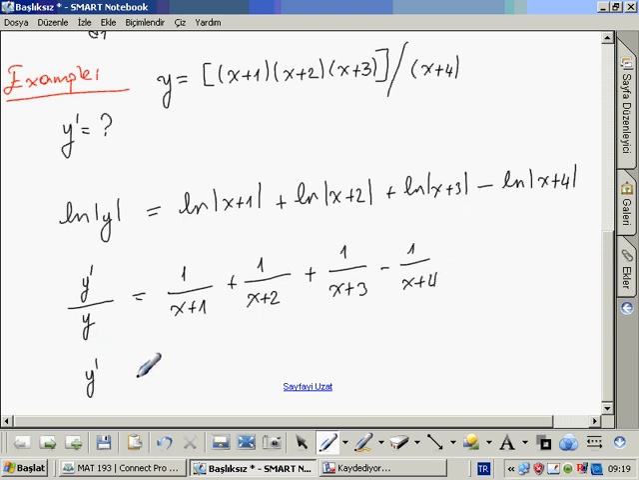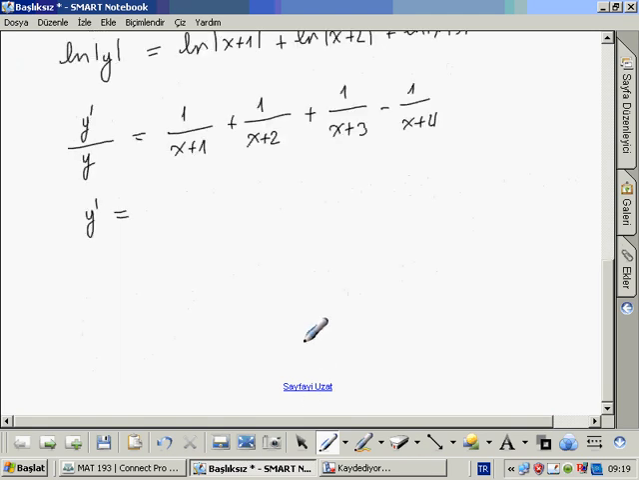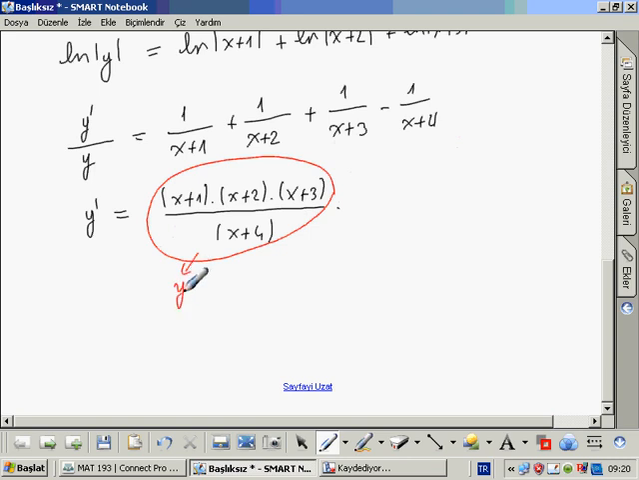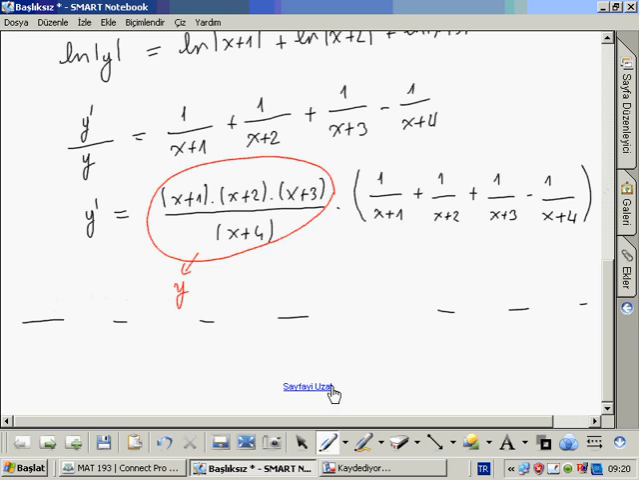And y prime equals, what will it be? It will be x plus 1 times x plus 2 times x plus 3 over x plus 4, this is y, times 1 over x plus 1 plus 1 over x plus 2 plus 1 over x plus 3 minus 1 over x plus 4. After that maybe you can simplify this total equation, and it's your homework maybe. Let me continue with another example.